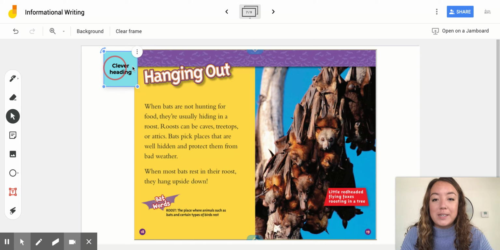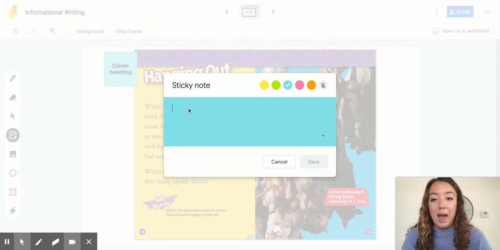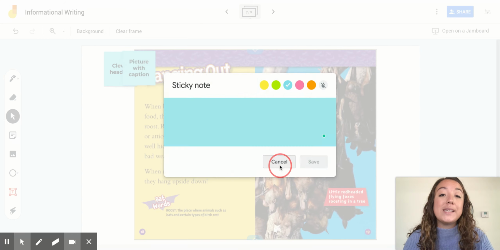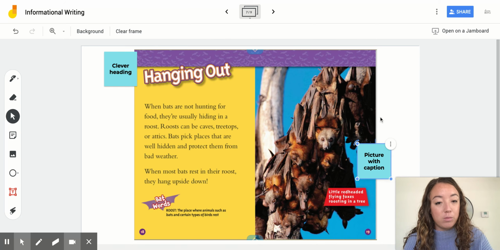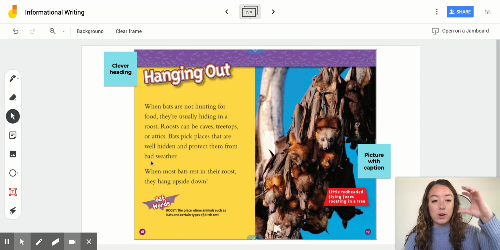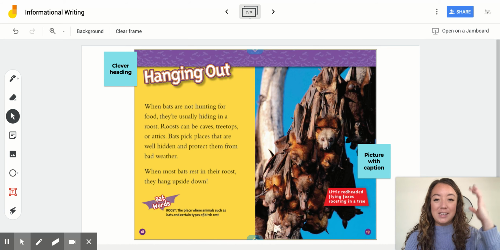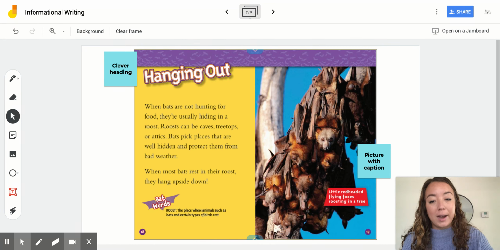I'm also going to label again, I have a picture with caption. So the caption tells me what's happening or who is in this picture. So I see in this picture, it is a type of bat, the little red-headed flying fox, roosting in a tree. That word roosting. I hope this page tells me what that word is. Let's see. Another thing I noticed before I start reading is I like that it looks like my words are in two different sections or two different paragraphs. So that makes it a little bit easier for me to read. I really like how that is organized.